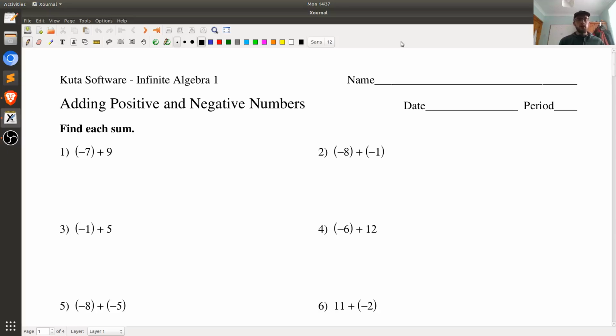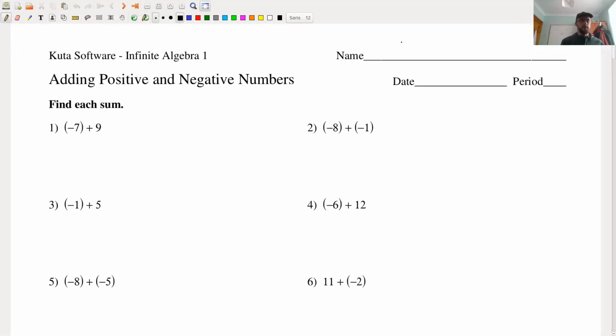Solving Algebra 1 problems, adding positive and negative numbers. Okay, in this case there's not really much to learn here, so this is just going to be a race against time. Negative 7 add 9 is 2. Negative 8 add negative 1 is negative 9. Negative 1 add 5 is 4. Negative 6 add 12 is 6.